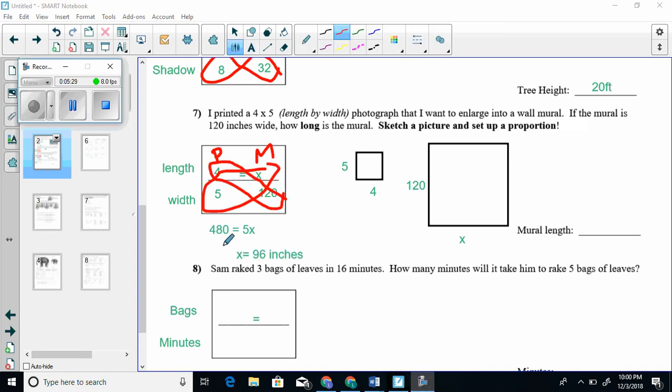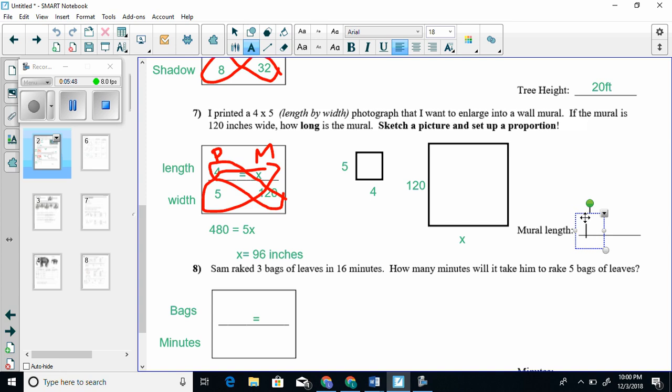Okay, there we go. And so once again, I have x over 120 equal to 4 over 5, and I'm going to cross multiply. So I have 480 equals 5x. That's 4 times 120 is 480. Divide by 5, x equals 96 inches, which means that my mural length is 96 inches. Okay, so all good there.